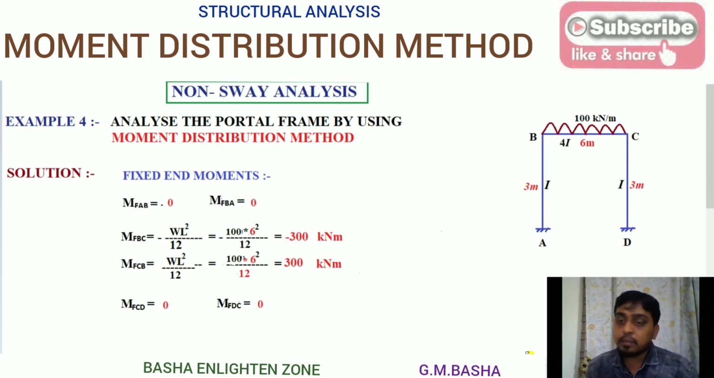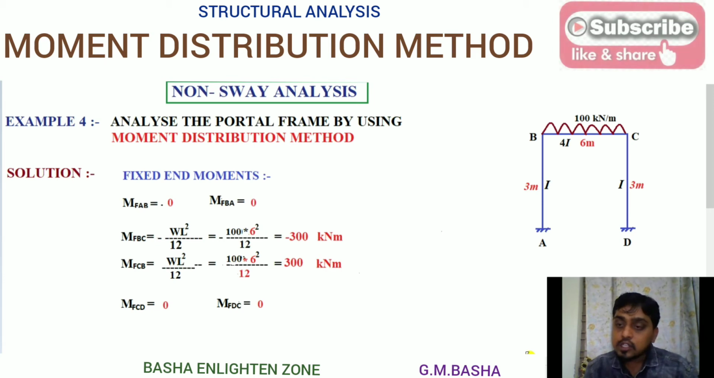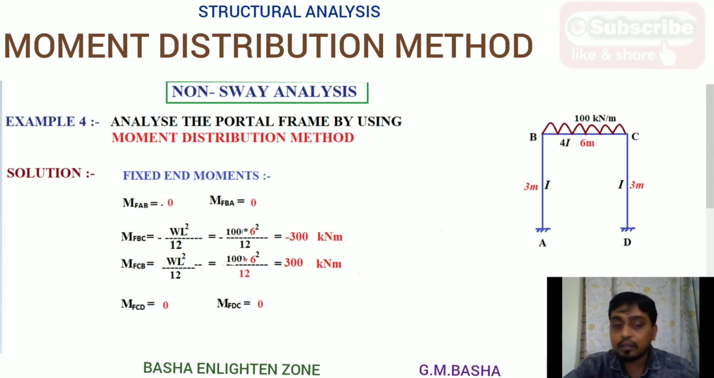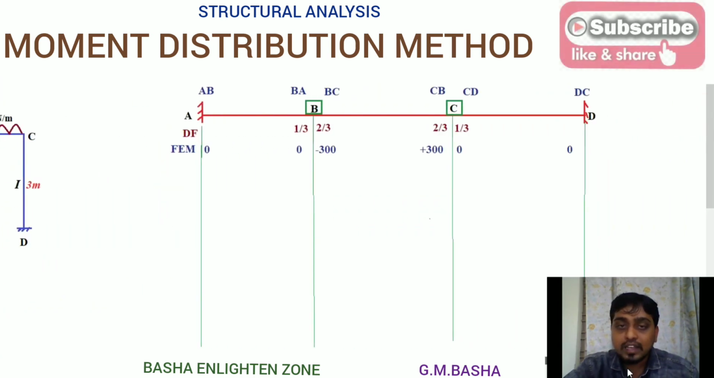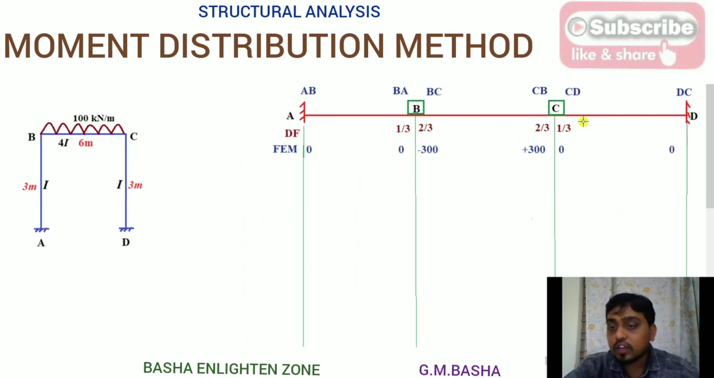Please remember one note point here. If you go for the moment distribution method, we already solved so many problems based on continuous beams. Non-sway analysis is also like continuous beams only. Here it will be in the format of the frame ABCD. In what way do we take down the tree diagram? Please observe that. Just like continuous beams, we can take it down in the format of continuous beams.